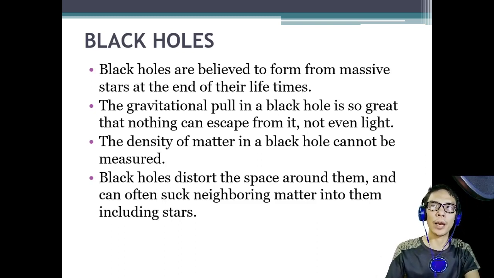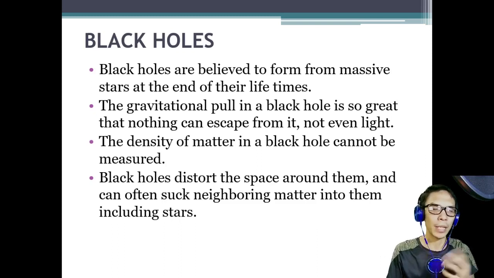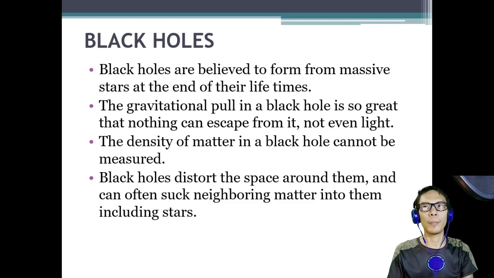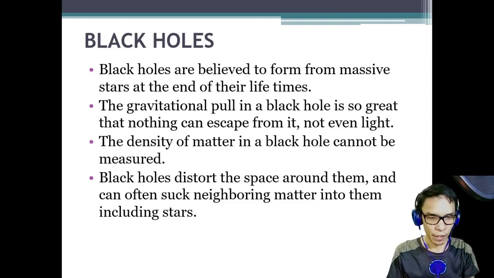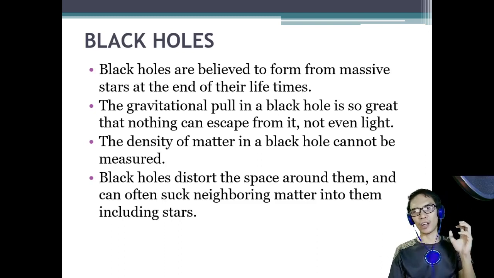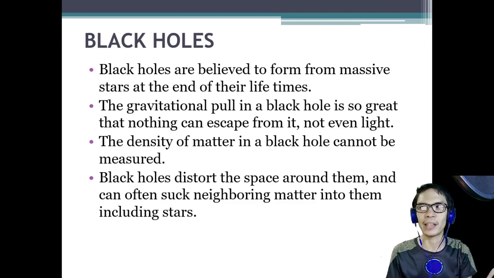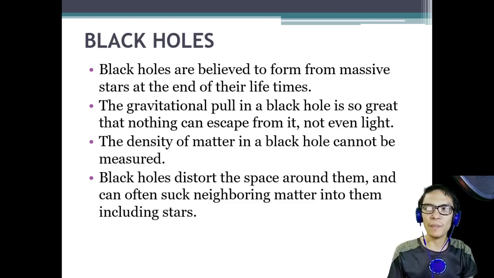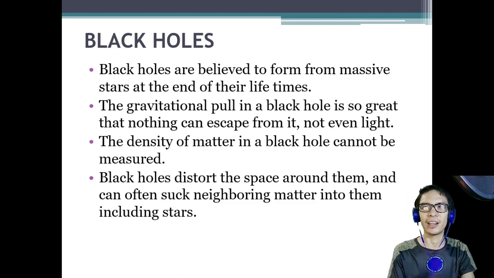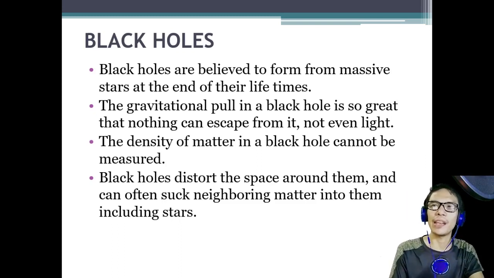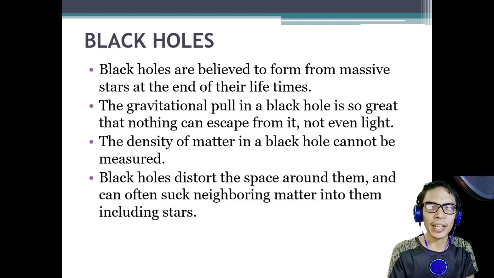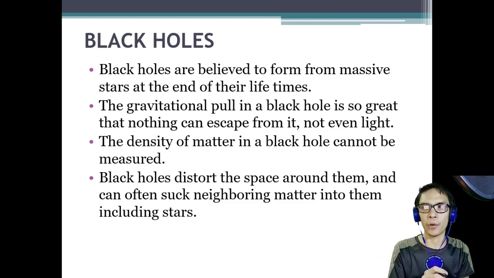All right, so we have the black holes. The black holes are the ultimate end of all massive stars. Now the black holes are very different. They do not shine. That's the reason why it is called a black hole. And the density inside the black hole is still unknown as of this time. Its gravitational pull is much greater than the neutron star. In short, even light cannot escape from a black hole.